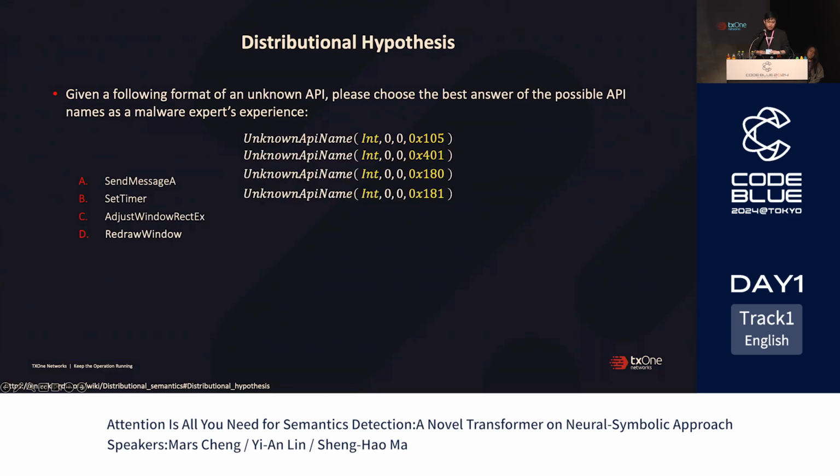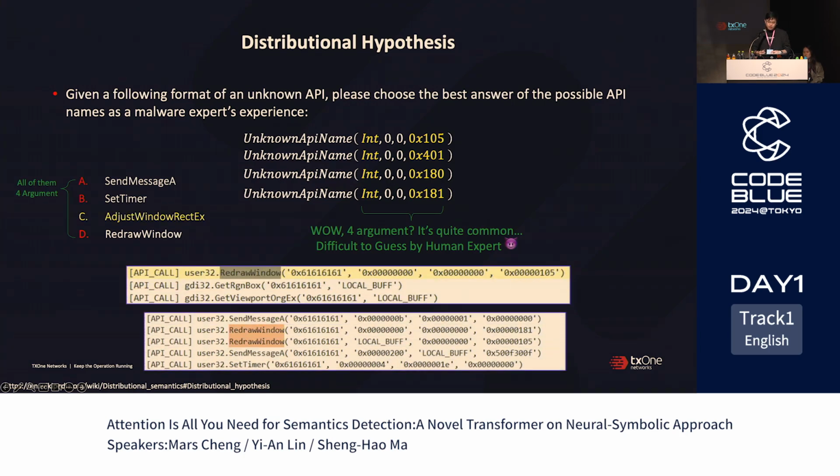But what if the current unknown API has 4 parameters, and all possible options also have 4 parameters? In this scenario, it is essential to base our judgment on the parameter values and their data types. For instance, if the first parameter is of type int, and the fourth parameter is a flag with common values like 105, 401, and 180, we can determine that only one Windows API among the candidate APIs has this usage pattern.